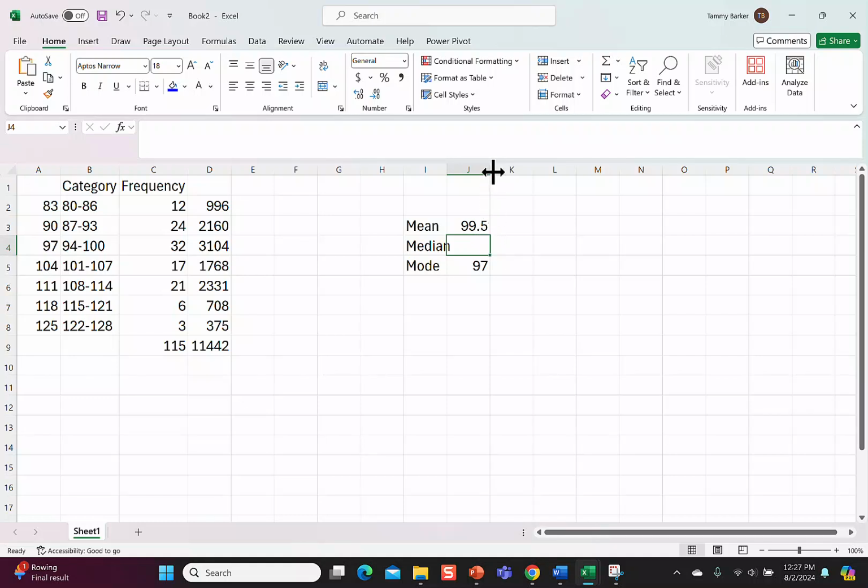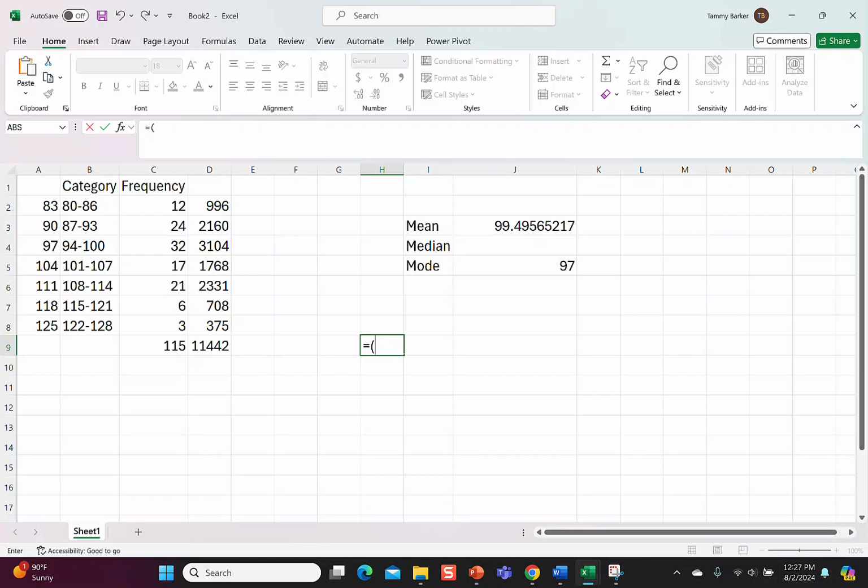Notice this gave me 1 decimal place. If I want to see if there's more, I can increase my column width, and that gives me the rest of the decimal places. To get the median, I need to think about the position. I have an odd number of data points, so the median is going to occur at the 115 plus 1 divided by 2, which is the 58th point in my data.